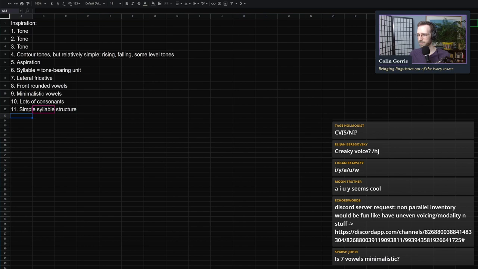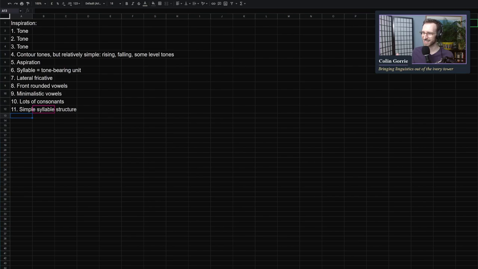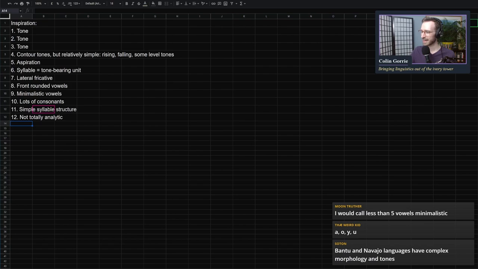There are some North Central American tonal languages that have a lot of morphology. So yeah, I don't know. I kind of want to put a little bit of morphology. Yeah, me too. So we don't end up retreading the same road. So why don't we say our constraint will be not totally analytic. Okay. All right. I think we have enough there. Let's start making some charts.